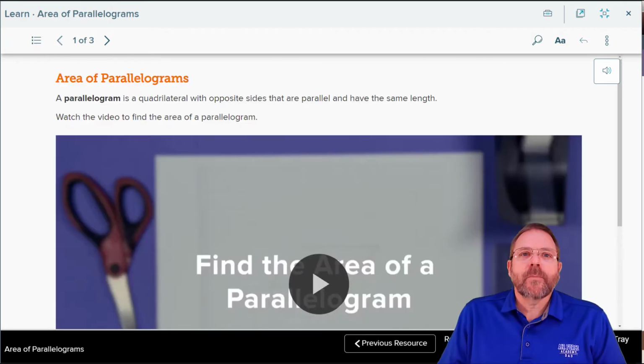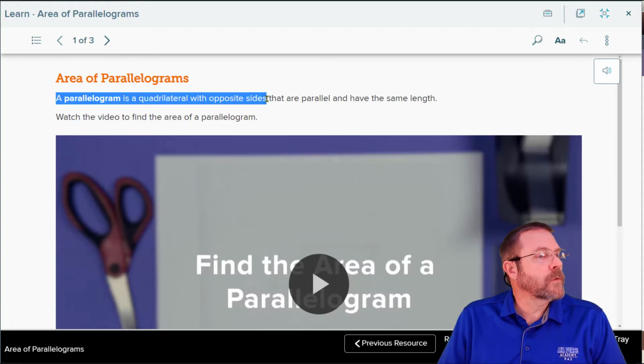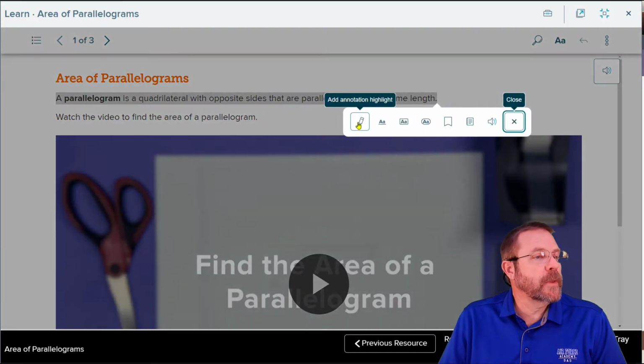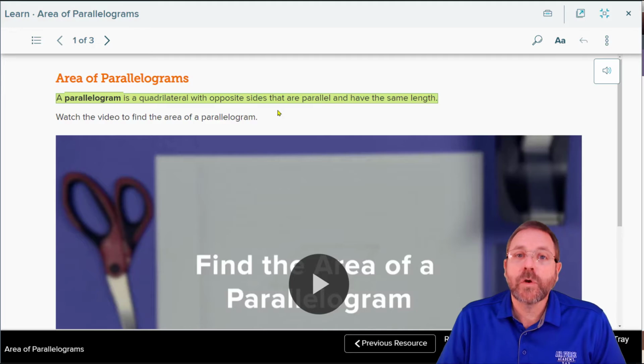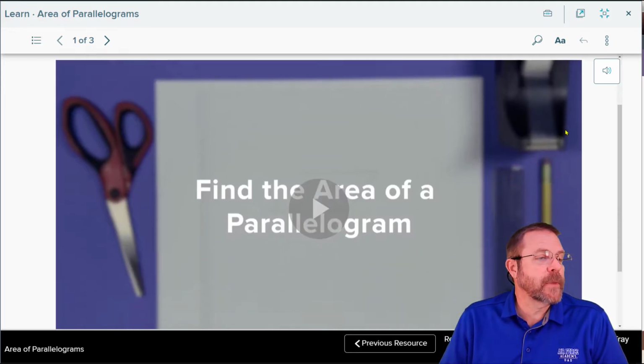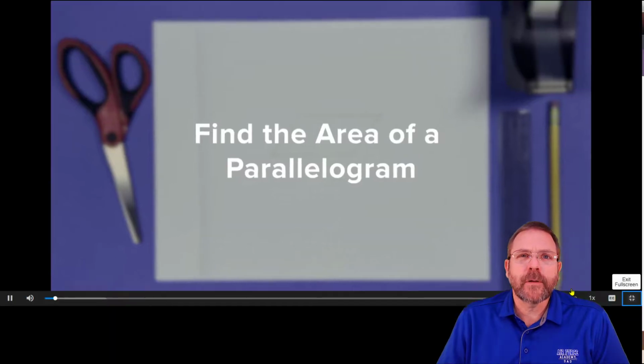And now we're going to get a proper definition for a parallelogram. A parallelogram is a quadrilateral with opposite sides that are parallel and have the same length. In other words, as I said, the opposite sides are parallel and congruent. Congruent means the same length. Let's watch this video on finding the area of a parallelogram.